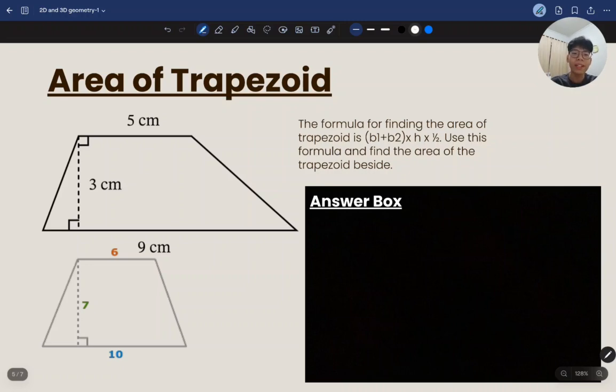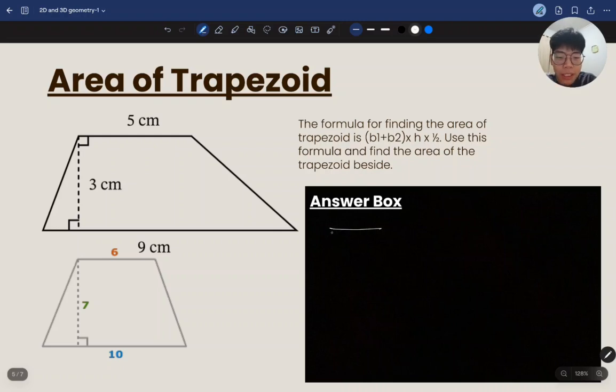The formula for finding the area of a trapezoid is b1 plus b2, times height, times 1 over 2. The formula is very complex, and this can only be proven when you step up in IB learnings. Currently, it is very hard to explain how this formula actually works. But as we learn through the math, we will find out, oh, that's why this formula works. But for now, let's just use the formula.